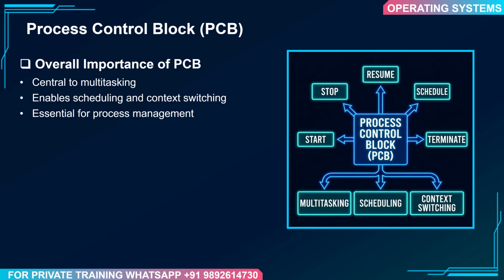In summary, it contains everything the operating system needs to know to start, stop, resume, schedule, and finally terminate a process. Without PCB, concepts like multitasking, scheduling, and context switching would not be possible. As you move forward to topics like process scheduling and context switching, you will see the PCB appearing again and again. Understanding it now will make those topics much easier to grasp.